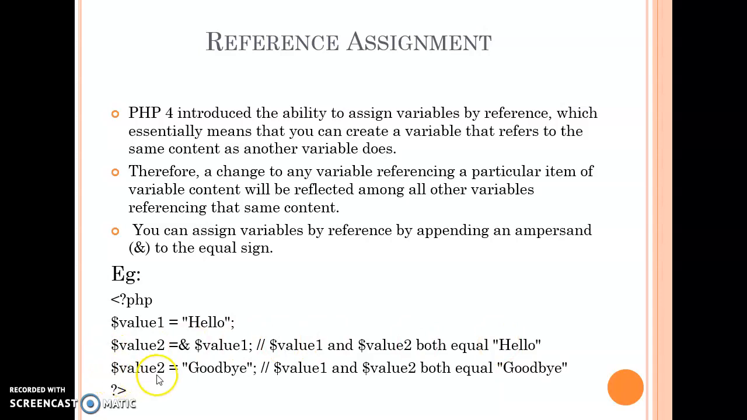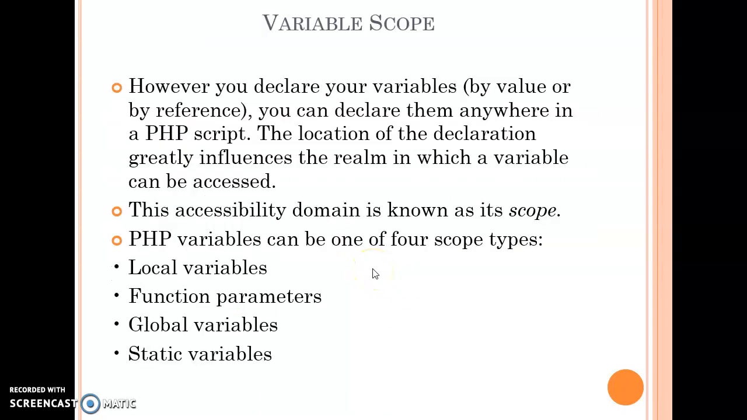Another example: value2 equals goodbye. It automatically changes, because value2 is a reference of value1. It prints the automatic change, so both value1 and value2 in this example are goodbye. So that is reference assignment. Next one, variable scope.